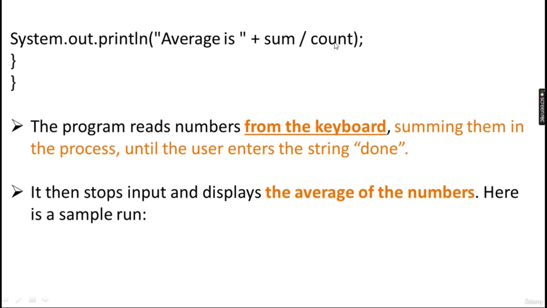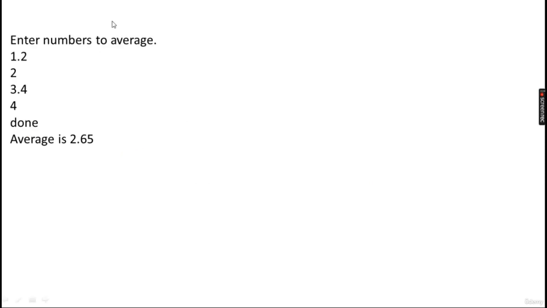The program reads numbers from the keyboard, summing them in the process until the user enters the string "done". It then stops input and displays the average of the numbers. Here is the sample run. So a user is entering 1.2, 2, 3.4 and 4, and then done, and then the average is 1.2 plus 2 plus 3.4 plus 4 divided by 4. The average is 2.65.